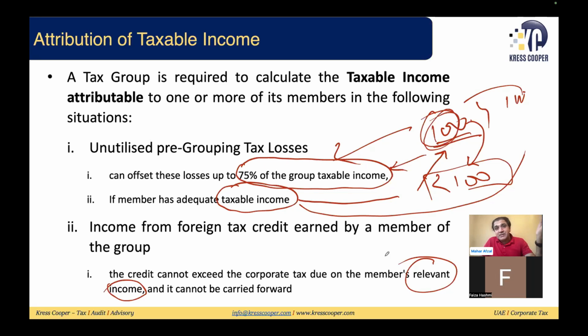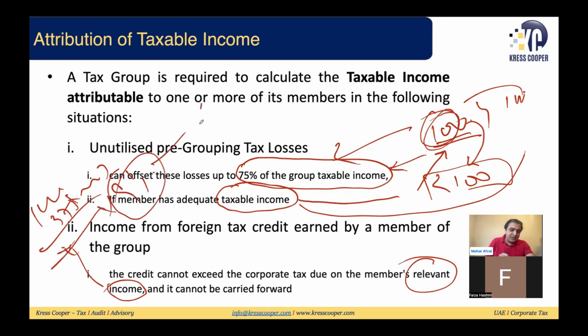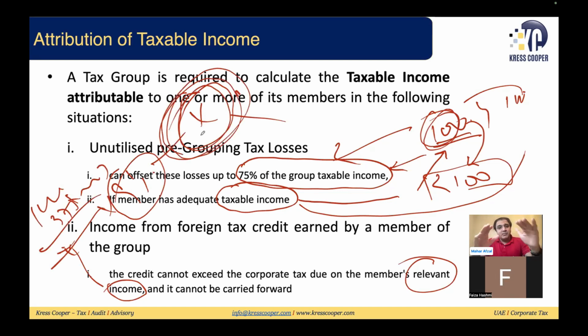If the individual member is making losses and has a foreign tax credit, the member cannot claim the foreign tax credit. Assuming the income is 1 million, up to 300 of this is exempt, and the remaining income will be subject to tax at 9%. This 9% will be the tax due in the UAE. This 9% will be compared with the foreign tax credit. Maximum up to this amount we can claim the foreign tax credit; beyond this amount we cannot claim the foreign tax credit. The objective is that we need to assess the taxable income of the individual member as well to claim the foreign tax credit.